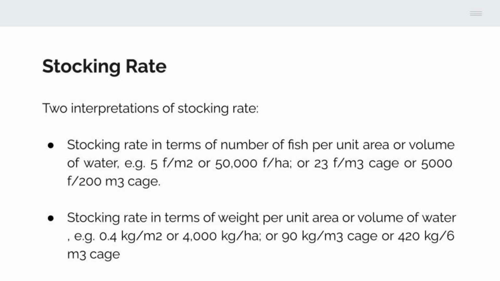Next, stocking rate in terms of weight per unit or volume of water. This approach considers the total biomass in relation to available space, such as 0.4 kilogram per square meter, 4,000 kilogram per hectare, or 90 kilogram per cubic meter in a cage, or 420 kilogram in a 6 cubic meter cage. Understanding both interpretations of stocking rate helps aquaculturists manage space efficiently and optimize production outcomes.